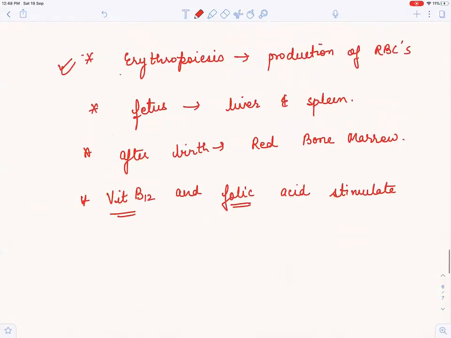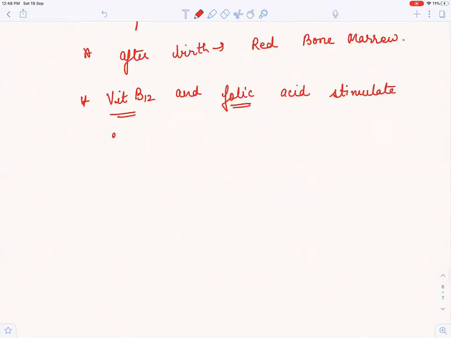We are just seeing 1-2 points about erythropoiesis, that is production of RBCs. Don't sleep because we are going a little quick. Stimulate erythropoiesis. You guys are smart.